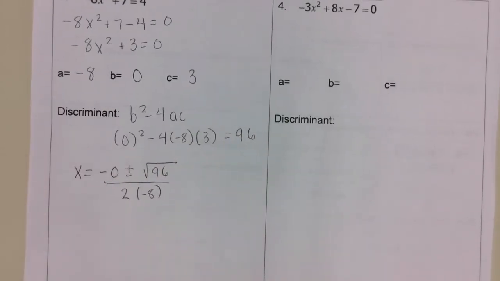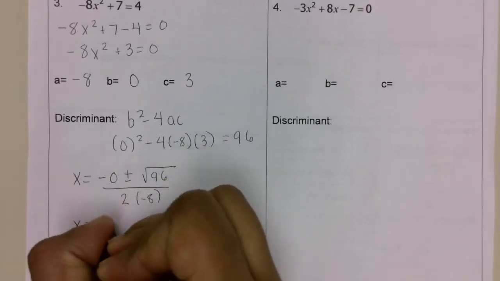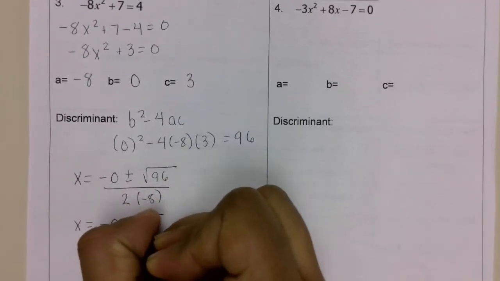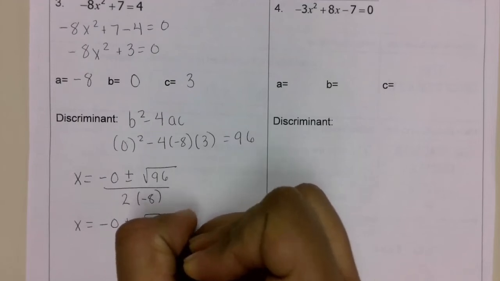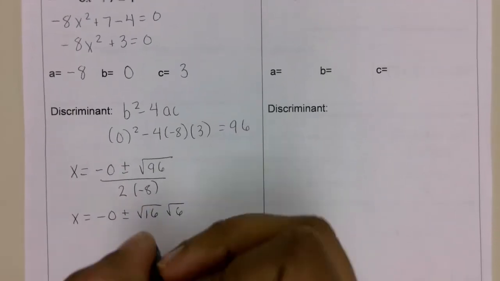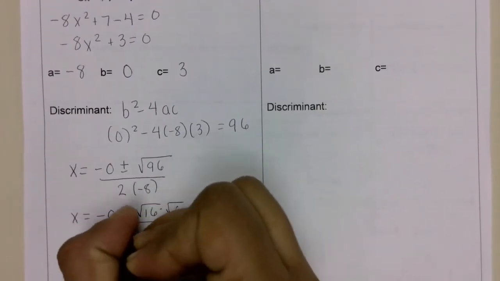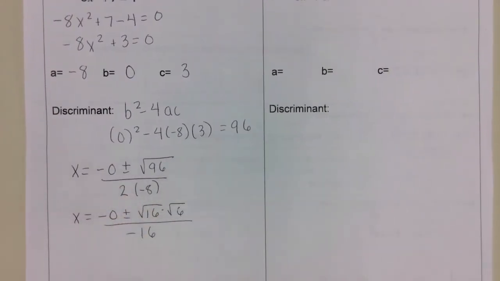All right, here is where you'll notice that, so we're going to do two things. We're going to multiply out the denominator, and we're going to find the square root of 96. But you'll notice that 96 is not a perfect square. So just like we did in 2.4, we're going to have to figure out what is the biggest perfect square that will go into 96. So what's the biggest perfect square that will go into 96? That's going to be 16 times 6. So I can break up 96 into 16 times 6, all divided by 2 times negative 8, which is negative 16.